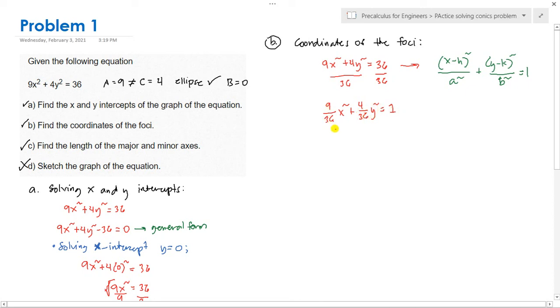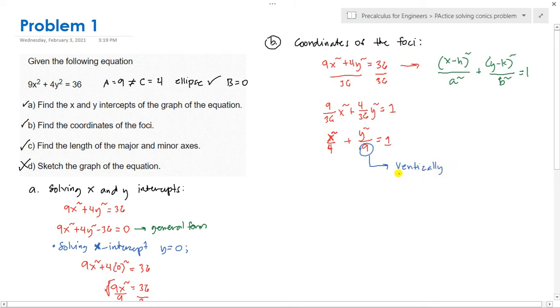Here 9 divided by 36 is 1/4, so that is x squared all over 4, plus 4 divided by 36 is 1/9, so y squared all over 9 is equal to 1. So here, the bigger denominator is a. Since the bigger denominator is under y, the ellipse is oriented vertically.